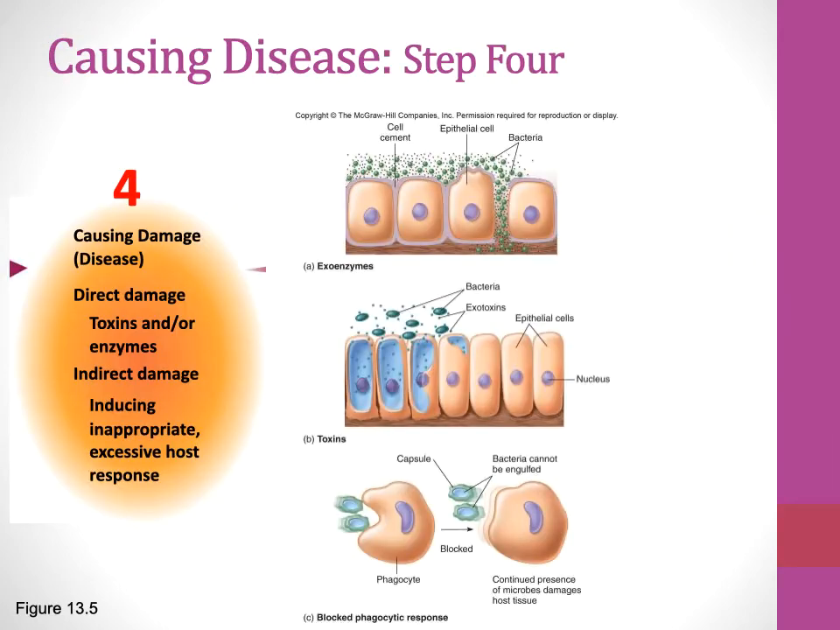So then looking at causing disease, this is where we can get either direct damage, where we see these exoenzymes or toxins being produced by the bacteria that damage those cells that make up the tissues. But at the same time, we can have this over-response by the immune system that can cause damage. So we're going to look a little bit more at endotoxins and exotoxins.